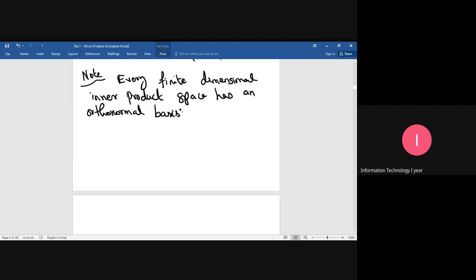So suppose it is a finite dimensional V1, V2, etc. vectors. So it is a finite dimension. Then definitely it has an orthonormal basis, meaning another set. Okay. So based on that, we do problem now.